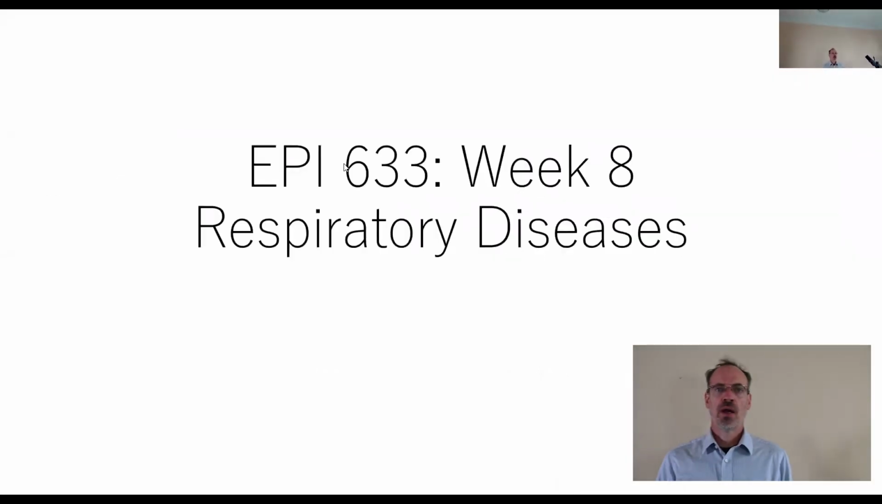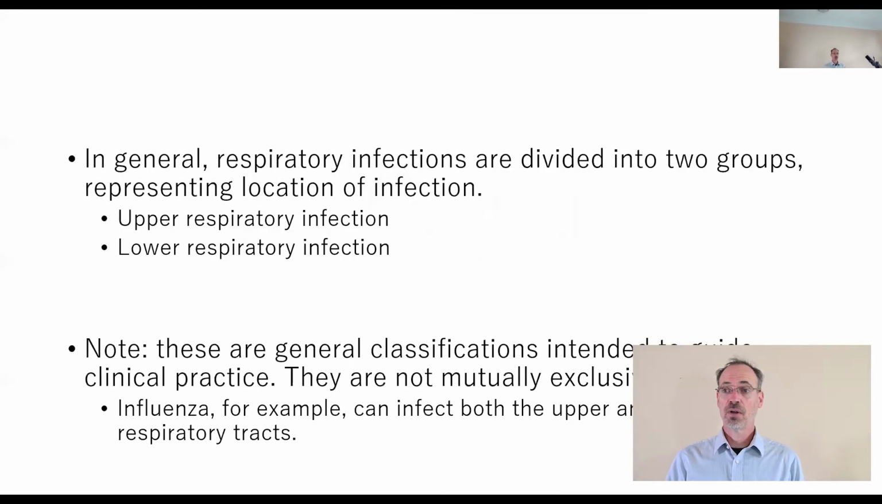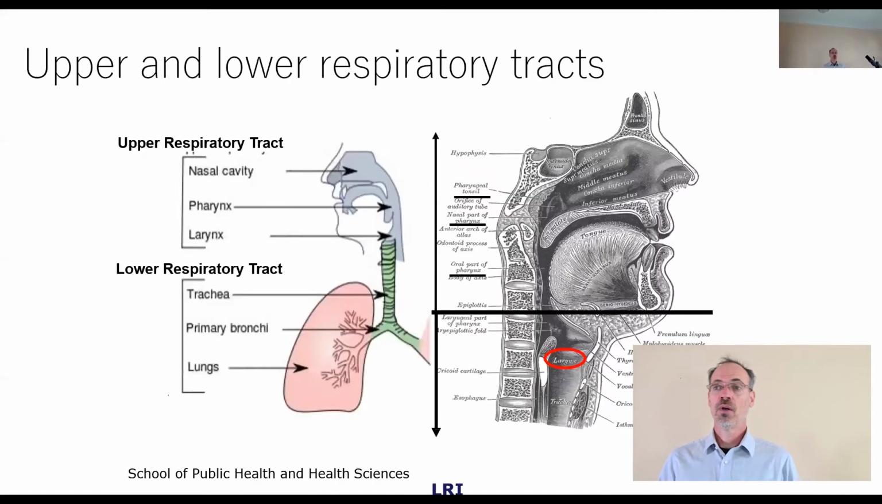Okay. Hey y'all, we're in week 8 and we're going to talk about respiratory diseases right now. In general, respiratory diseases are divided into two groups, upper respiratory and lower respiratory. A caveat is that these categories are not necessarily mutually exclusive. Some pathogens can infect both the upper and lower respiratory tracts, for example, influenza. They're rough categories intended to guide clinical practice. They're not dogma, if you know what I'm saying.